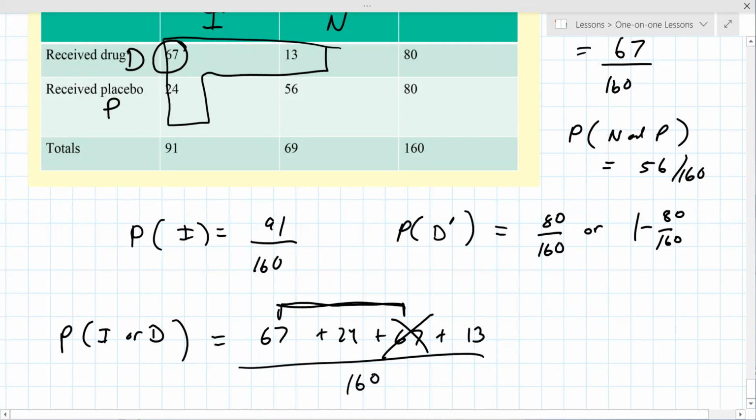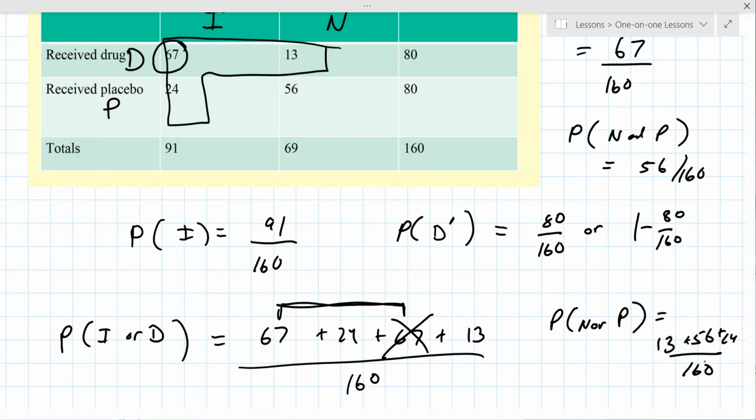So what if it was the probability of N or P? N or P is these three here. It could be an N or it could be a P. So it's 13, 56, and 24. Yep. All right.